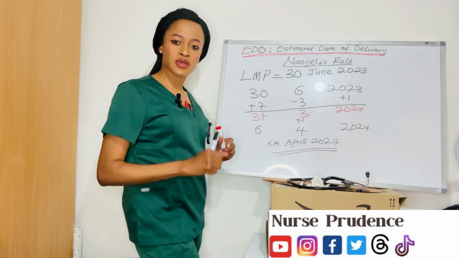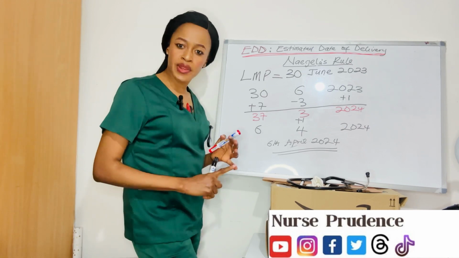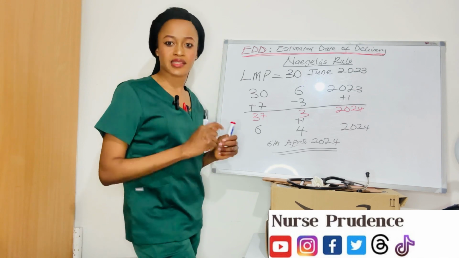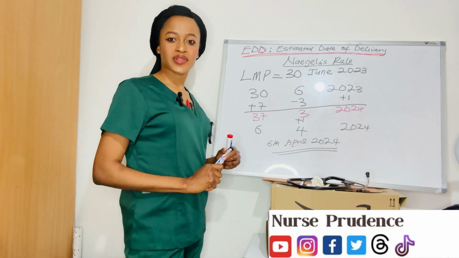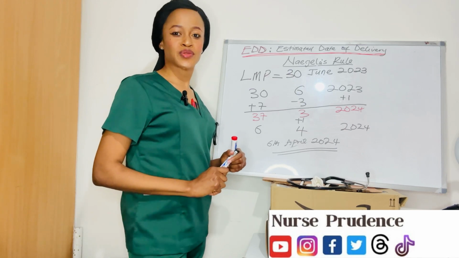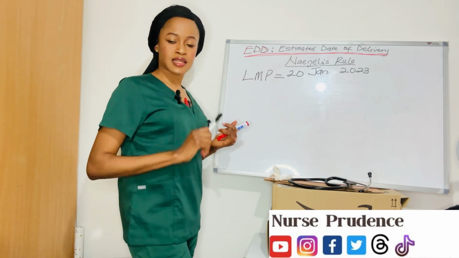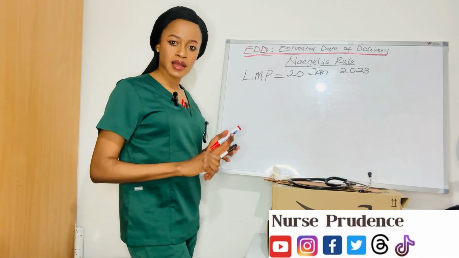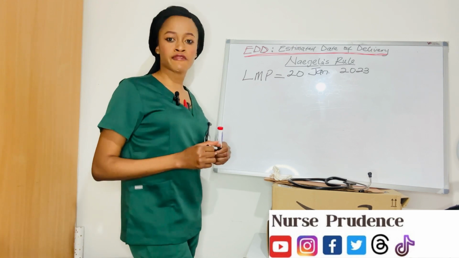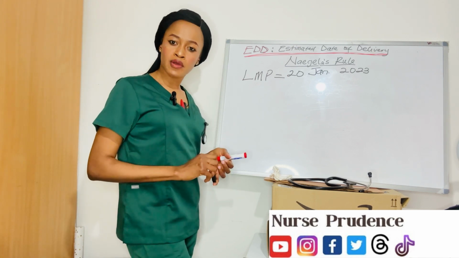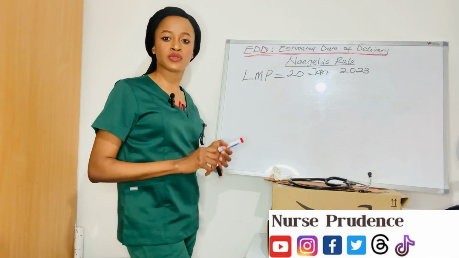Now, the next question is, what if the month is January, February, or March? How are you going to minus 3 from it? Watch and see how we are going to do it. So now, whenever the month is either January, February, or March, there is no way you minus 3 from it. Because according to the formula, you minus 3 from the month, add 7 to the number of days, and then add 1 to the year.